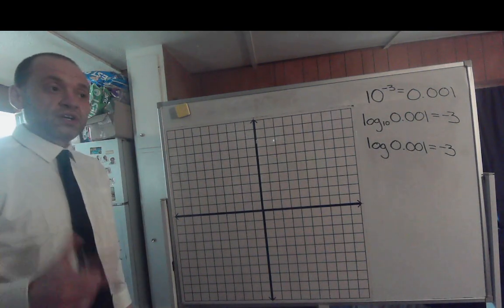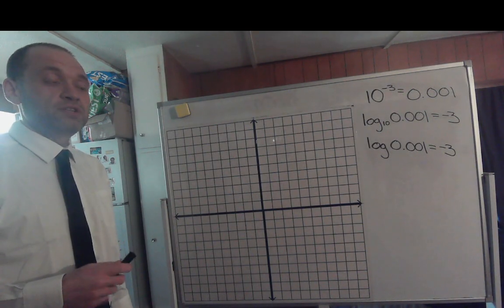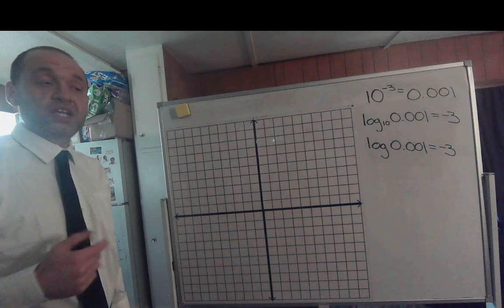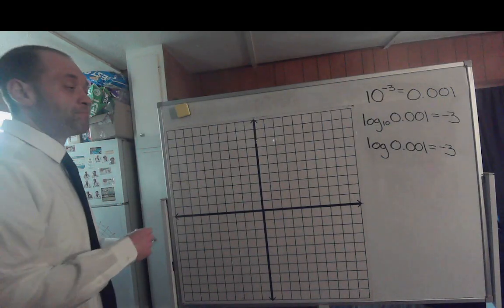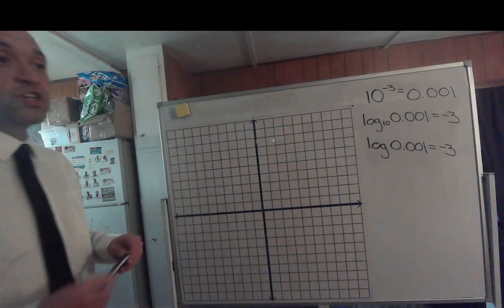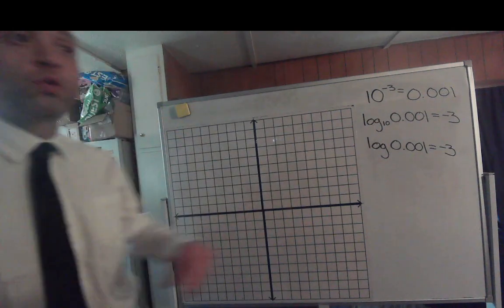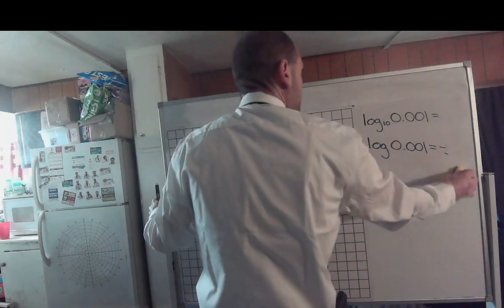Now, if you have logs of other bases, in the next lesson we're going to talk about properties of logarithms, one of which is the change of base formula. But that's not till the next lesson. In your calculator, you'll see either log, which is log base 10, or you'll see ln, which is the natural log. They're only set up for those two.